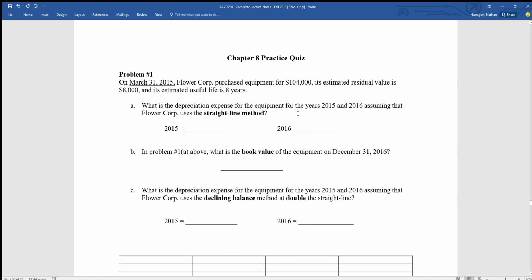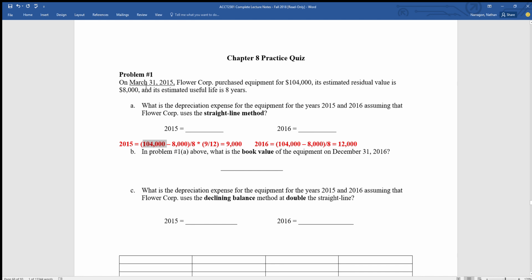Alright, so watch out for this. First off, let's do the formula. Right here, this is the classic formula. Notice that it's a little bit extended for 2015. Here we take our initial cost minus the salvage value divided by 8 years.